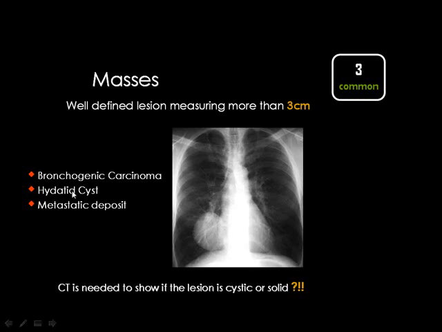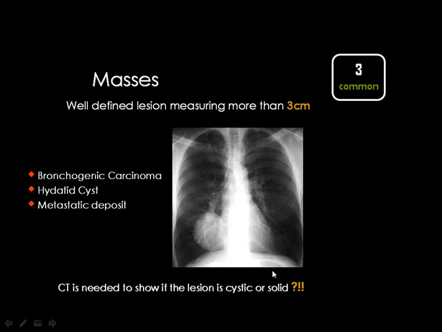The hydatid cyst contains water. Then if you do a CT scan and you see water inside this lesion, this is a hydatid cyst. And the metastasis should be multiple, or the patient had a primary malignancy. Then we are left with bronchogenic carcinoma.